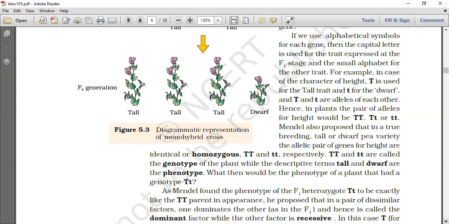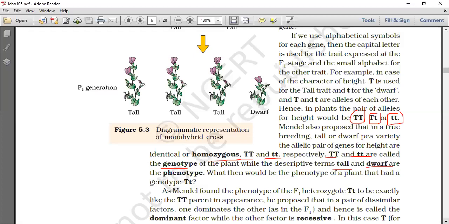Hence, in plants, the pair of alleles for height would be like this: homozygous tall, heterozygous tall, and dwarf. Mendel also proposed that in a true-breeding tall or dwarf P variety, the allelic pair of genes for height are identical. If they are identical, he called it homozygous, like capital T capital T and small t small t, respectively. Then capital T and small t are called the genotype of the plant, while the descriptive terms we use are simply tall and dwarf.